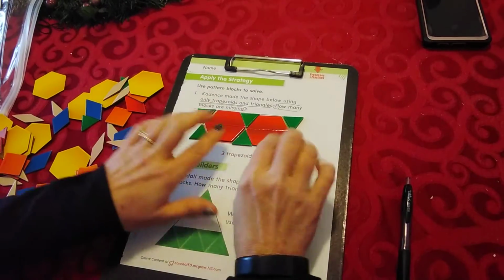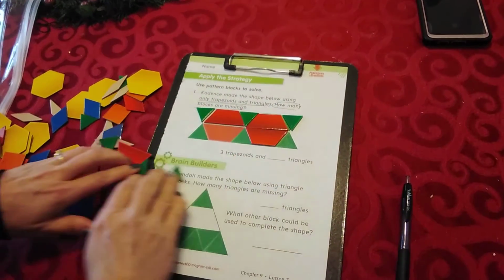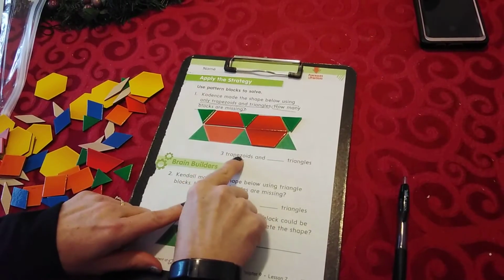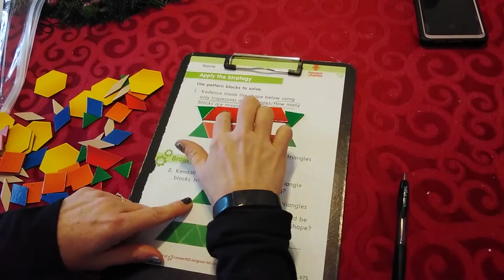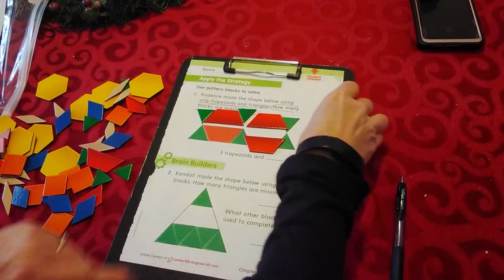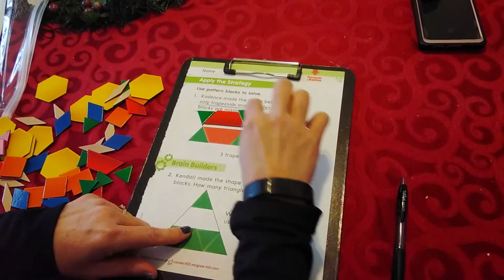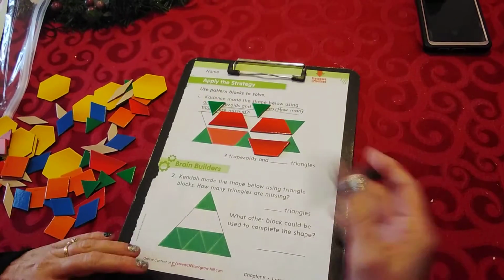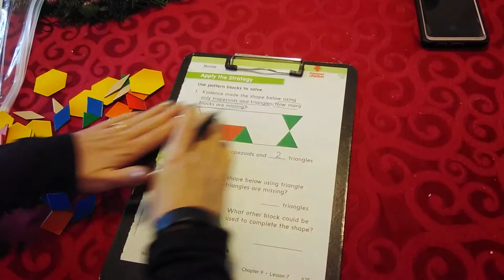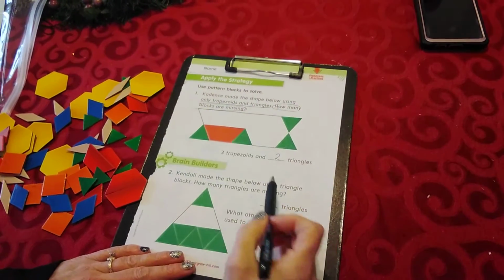So how many were missing? Let's take off the ones that they already gave us. We were missing 3 trapezoids. 1, 2, 3 trapezoids. And how many triangles were we missing? Not that one. That one wasn't missing, was it? It was right there. We were missing 1, 2. 2 triangles. Because the question says, how many blocks are missing?